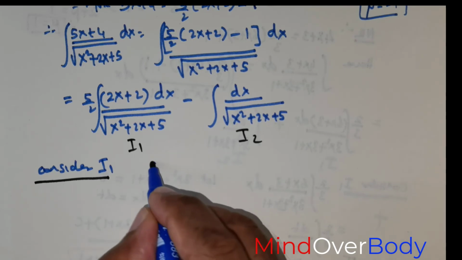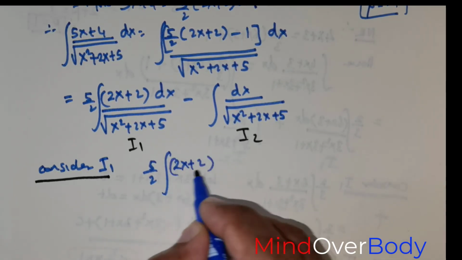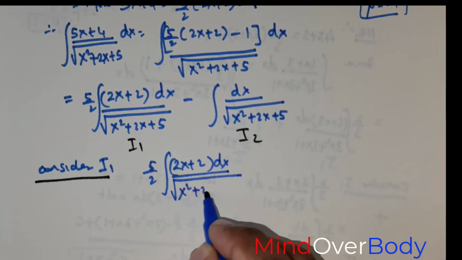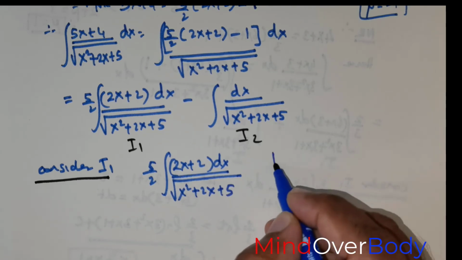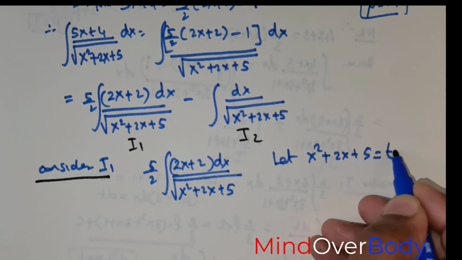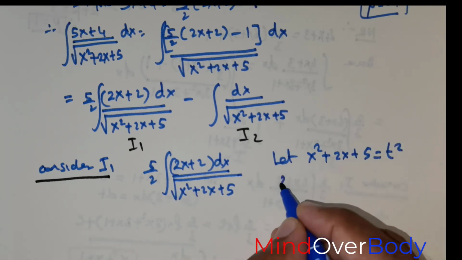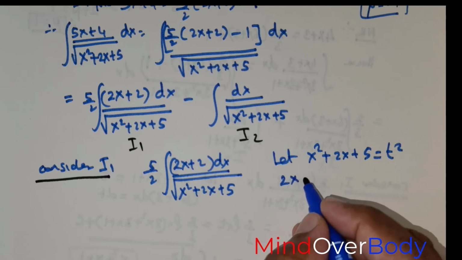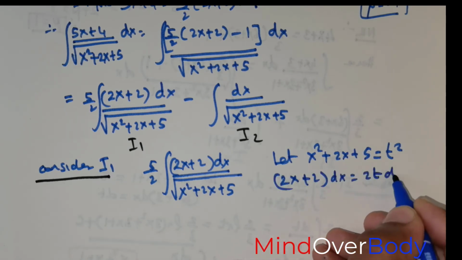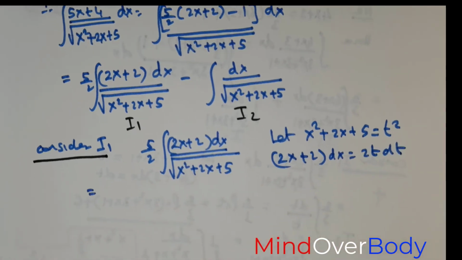So that is 5 over 2 integral (2x + 2) dx divided by square root of x squared + 2x + 5. So what I'm going to do is take x squared + 2x + 5 equal to t squared because I want to get rid of the square root. If I differentiate both sides, I get (2x + 2) dx equal to 2t dt. So I'm going to substitute that over here.